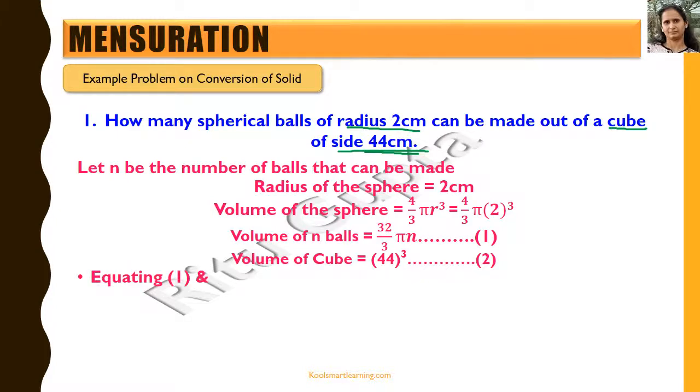Now equating the 1 and 2, because as we said, if we are converting the solid, the volume of the original solid remains the same as the volume of the new solid that we've made out of it. That would mean 32 by 3 pi n will be equal to 44 cube. On solving this, we get n is equal to 2541 balls. So this is the number of balls that we can form.